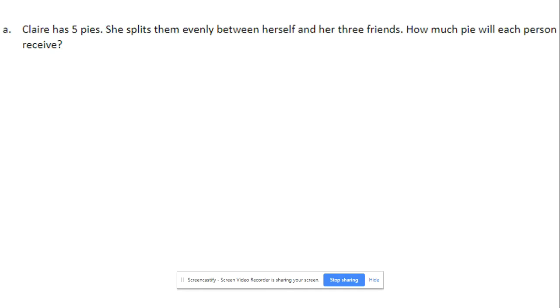All right, now let's try a word problem. Claire has 5 pies. She splits them evenly between herself and her 3 friends. How much pie will each person get? Let's start by writing a division sentence.